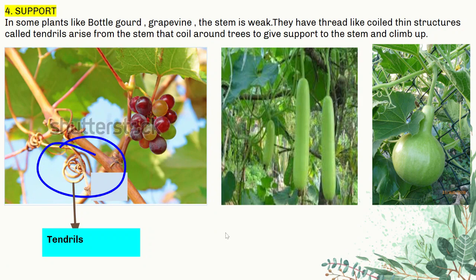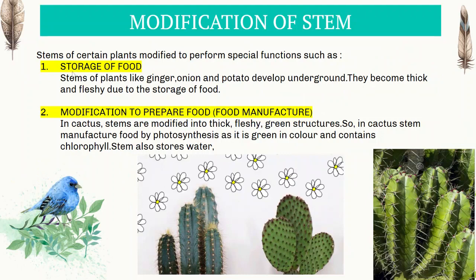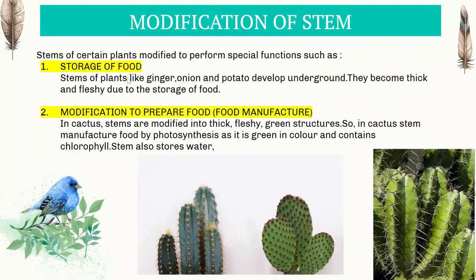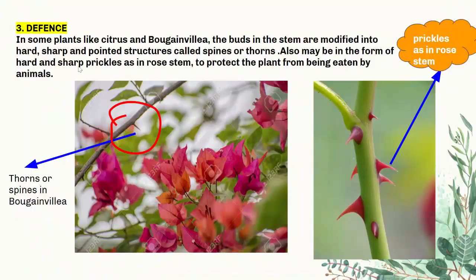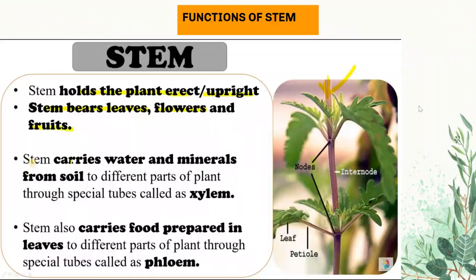I hope you will remember all these points. So children, today we have discussed the modification of the stem. It is modified to store food, to prepare food, for defense, and also for support. Now, let us discuss some of the functions of the stem. Children, first of all, we all know that the stem holds the plant erect or upright. That is very important. And it bears leaves, flowers, and fruits. So this is one of the most important functions of stem.